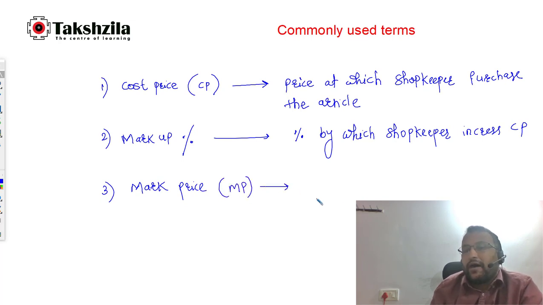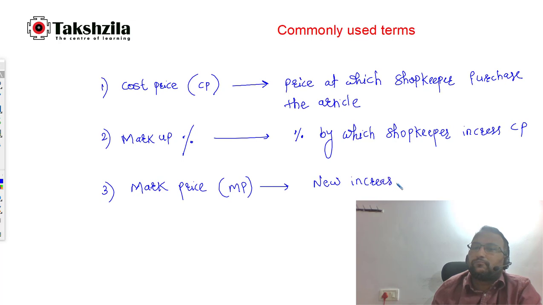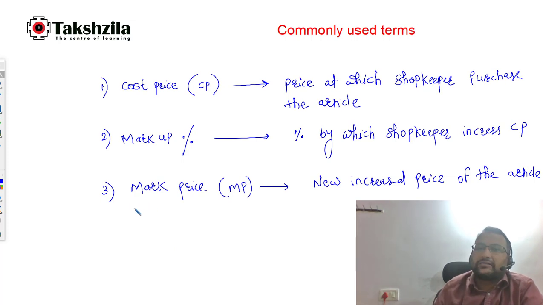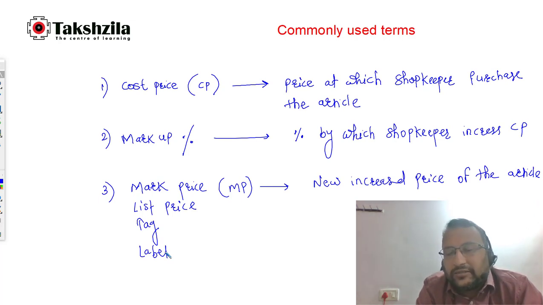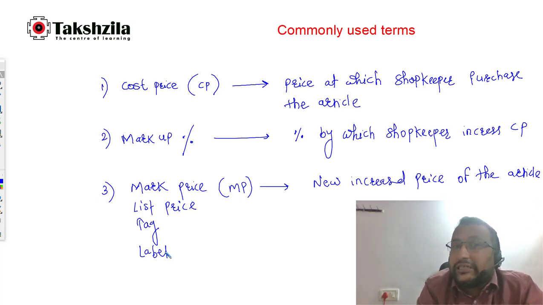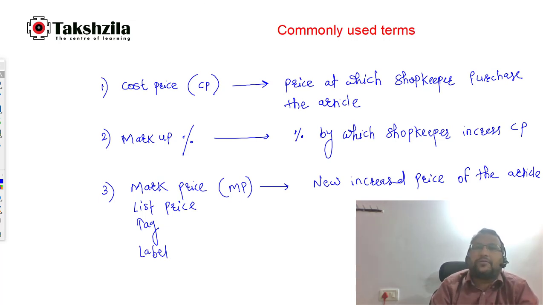What is this mark price? Mark price is the increased cost price. It is the new increased price of the same article. Mark price is also called list price, tag price, or label price. So basically the mark price is the price which is visible to the customer. Now, how to use these terms, let's have a look.